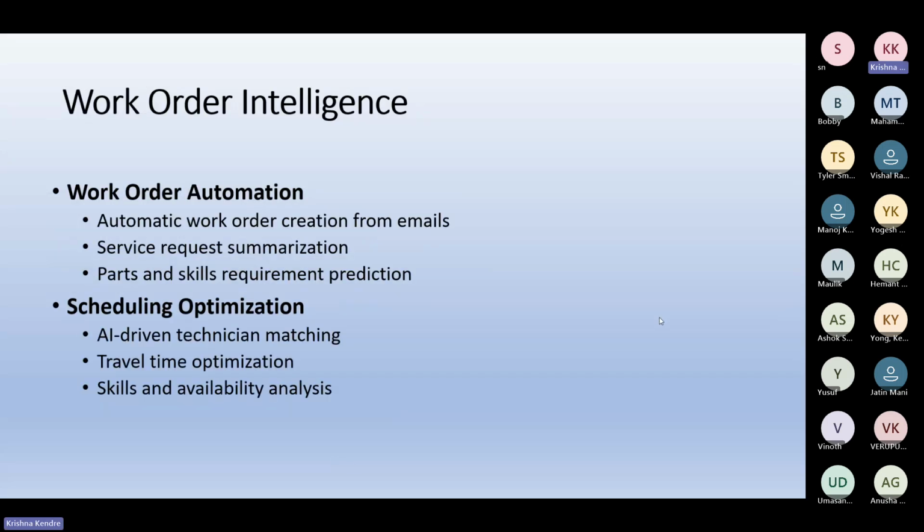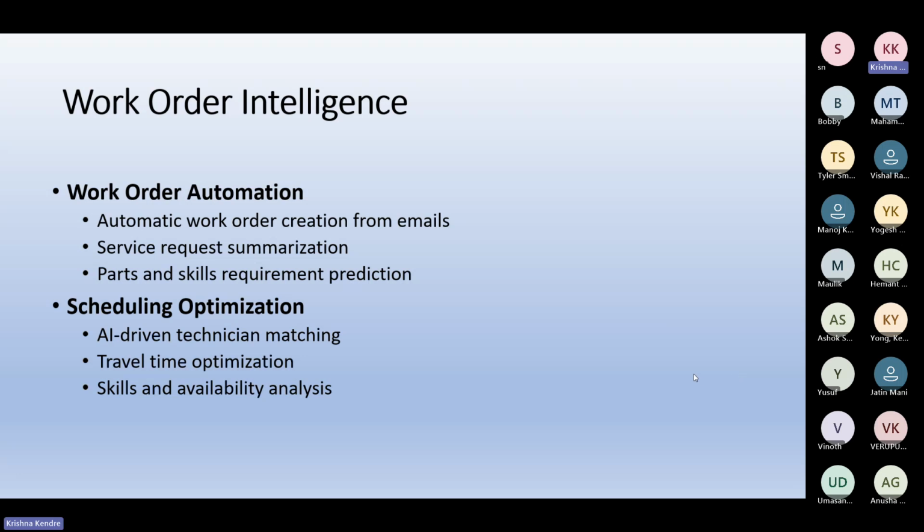For work order automation, Copilot can automatically generate work orders from incoming emails or service requests, reducing manual data entry and response time. It swiftly summarizes the service request, extracting the main issue, customer details, and necessary background from the communication. Based on the service details, Copilot predicts required parts and technician skills, helping to ensure every work order is prepared and dispatched efficiently and accurately.